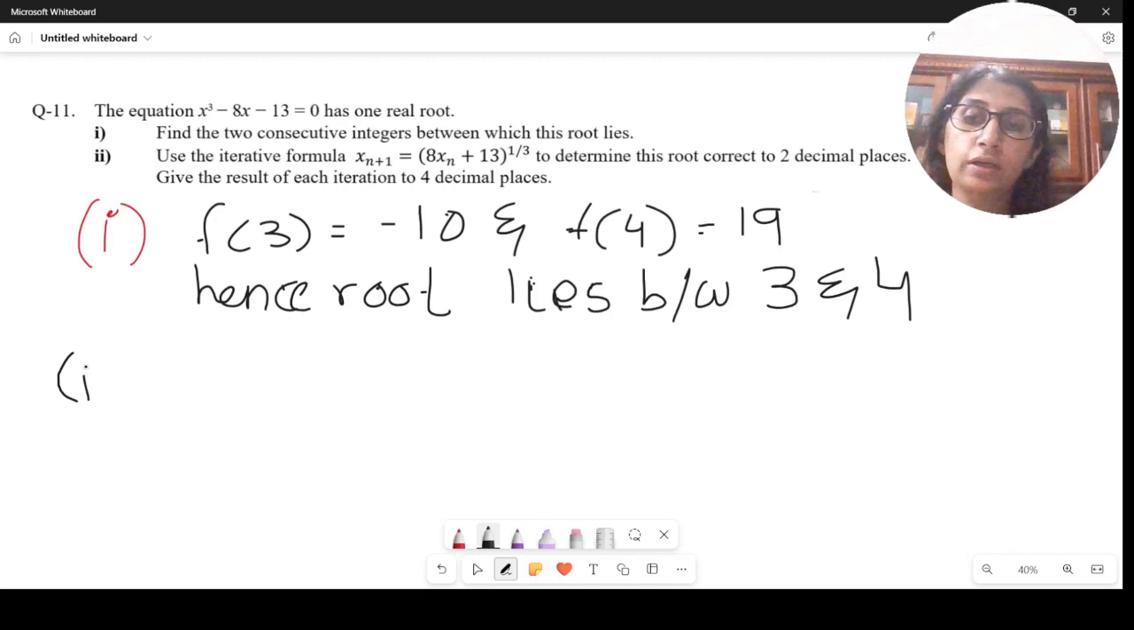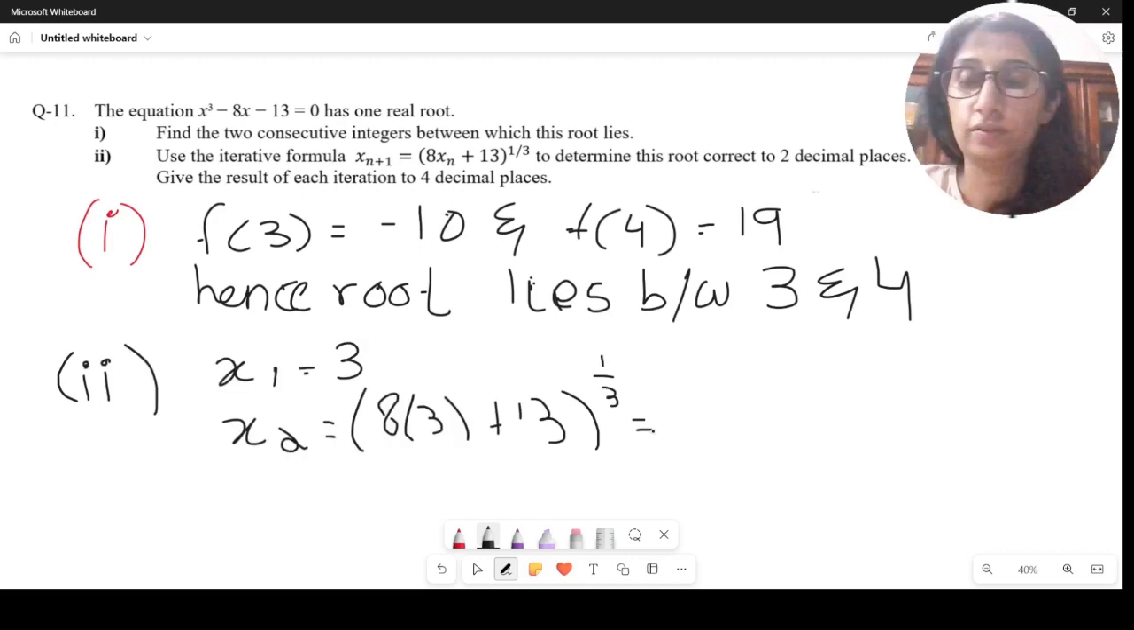So I'm going to save 3 as answer. So 3 equals, now I'm going to enter bracket 8 times answer plus 13, bracket close, power 1/3. By the way, power 1/3 is cube root. So that's 3.3322 as the first iteration.